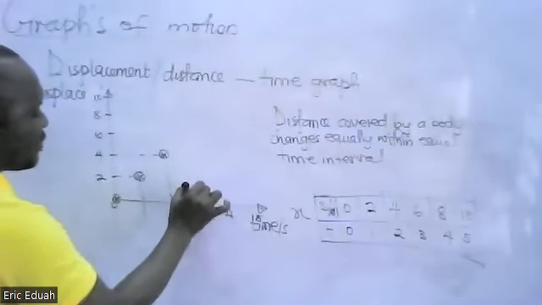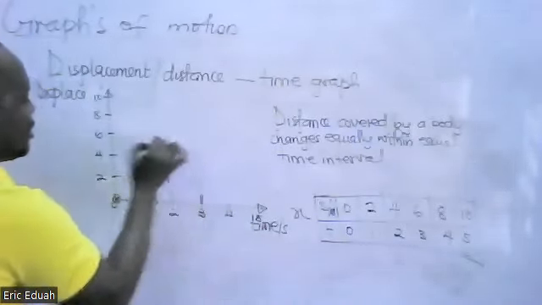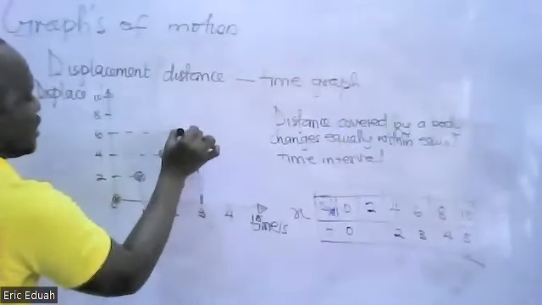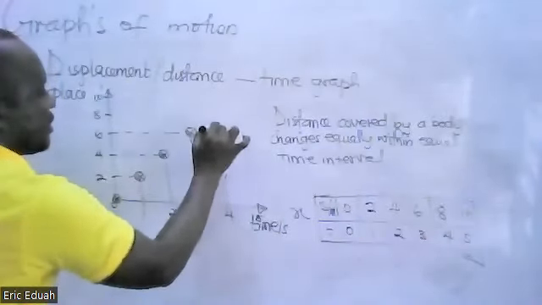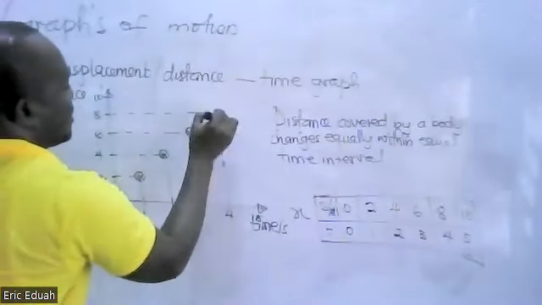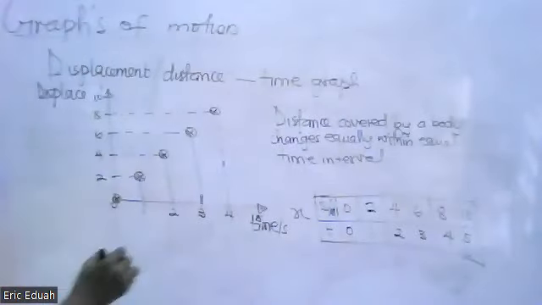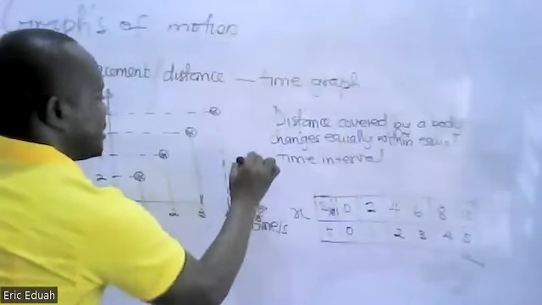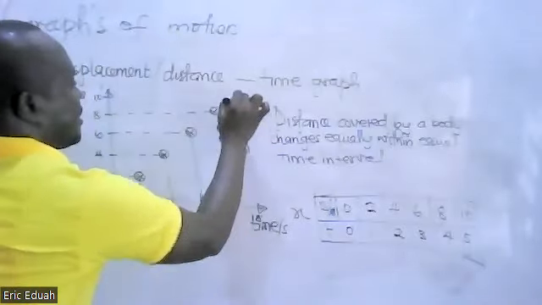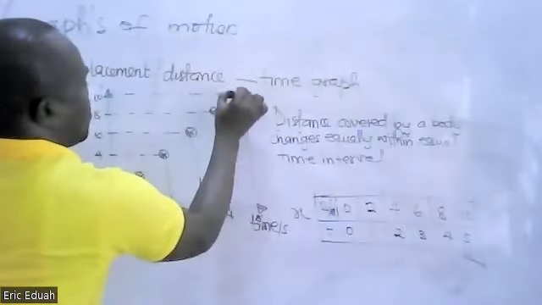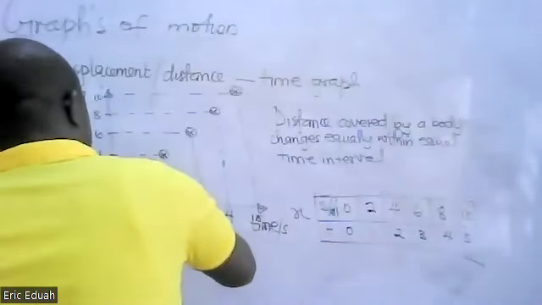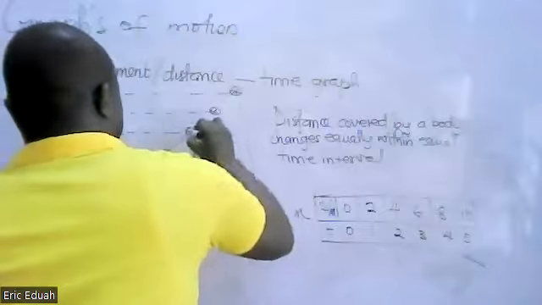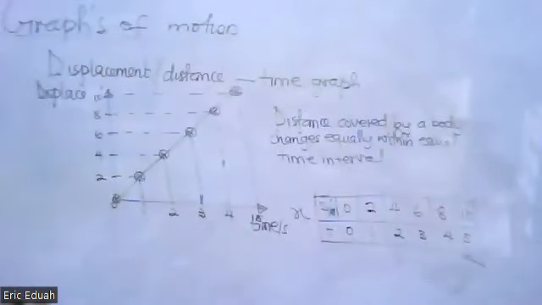3 seconds, we have 6. 4 seconds, 8. 5 seconds, we have 10. Let's join the points. If you join the points, you have a straight line.